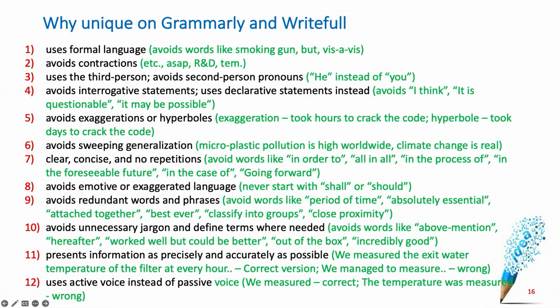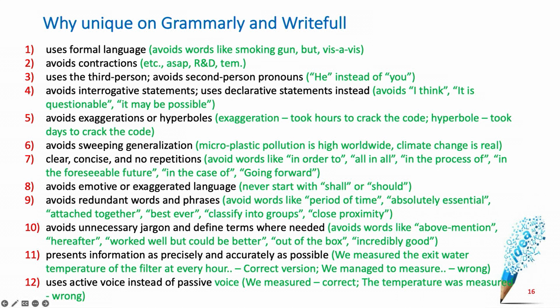Then number 11 says, present information as precisely and accurately as possible. "We measure the exit water temperature of the filter at every hour." The correct version would be, "we managed to measure," wrong. Right? Because when you say "we managed to measure," it is half-baked stuff. The reader could not understand what you want to say or what you have done. Particularly in your methods section, it is very important for you to give precise statements.